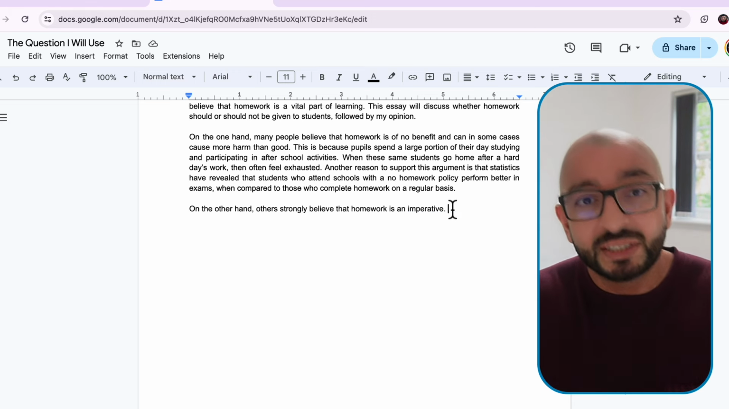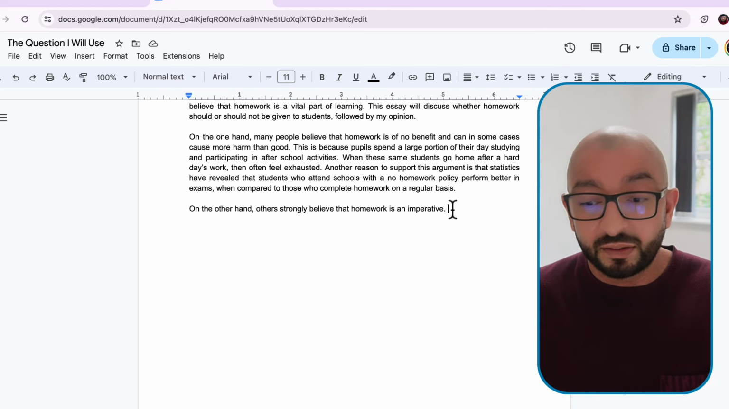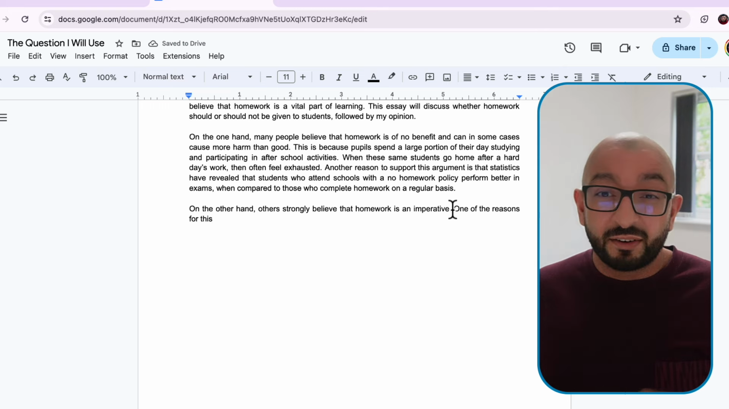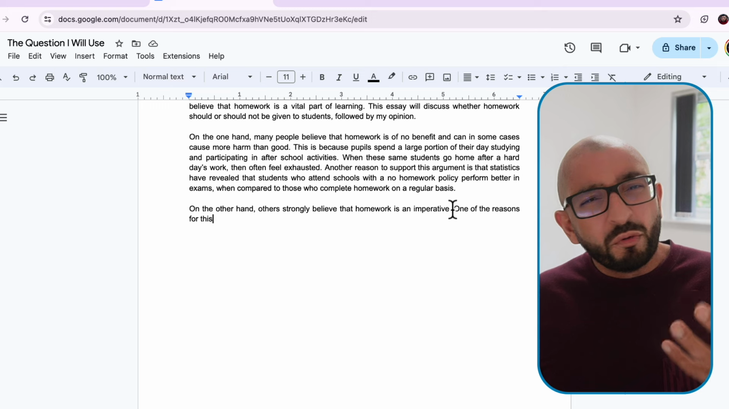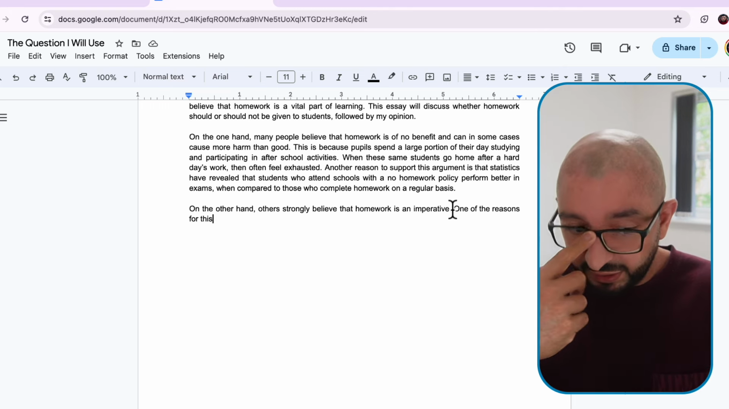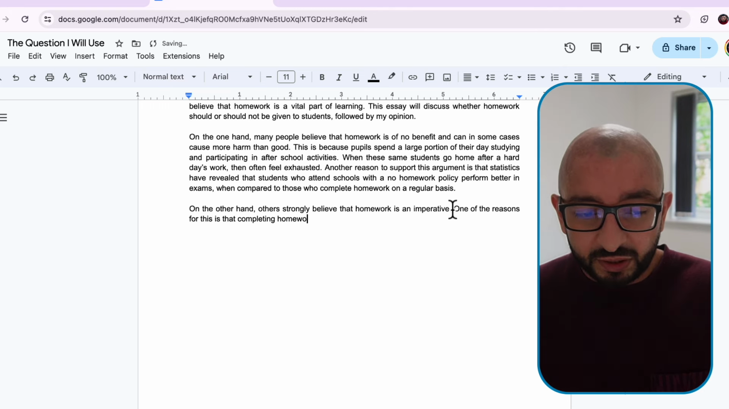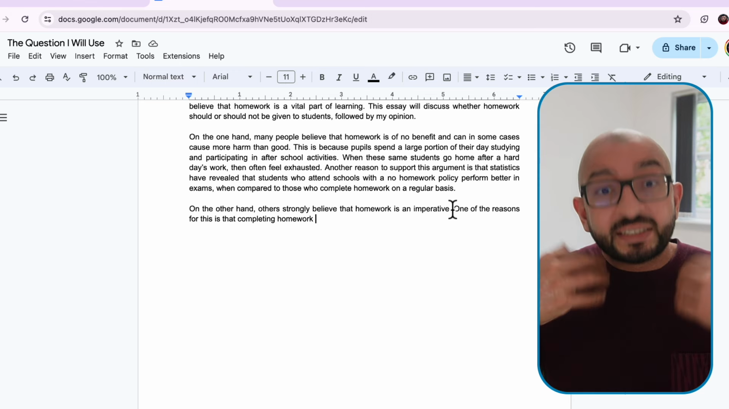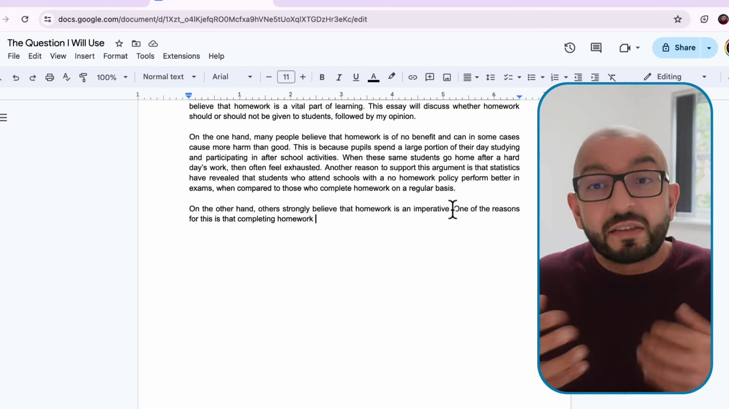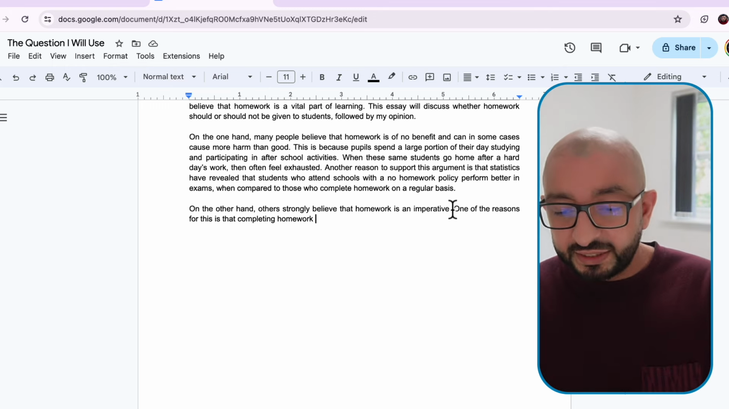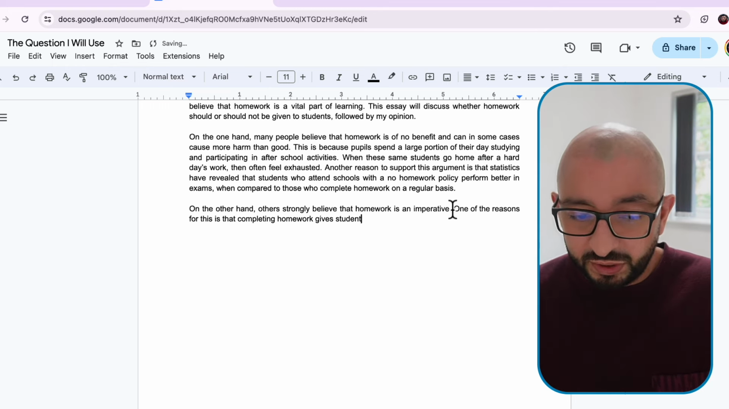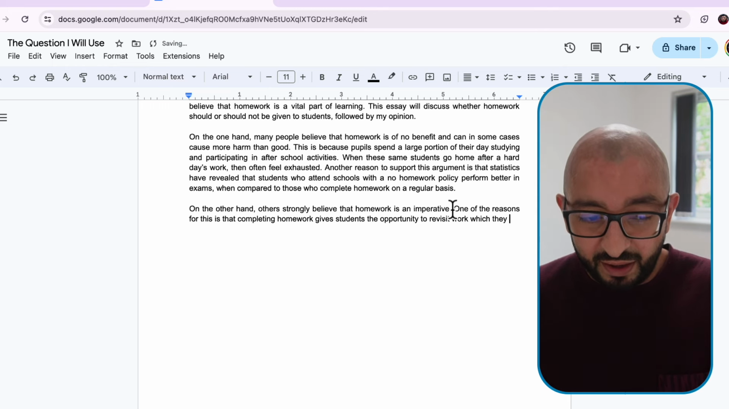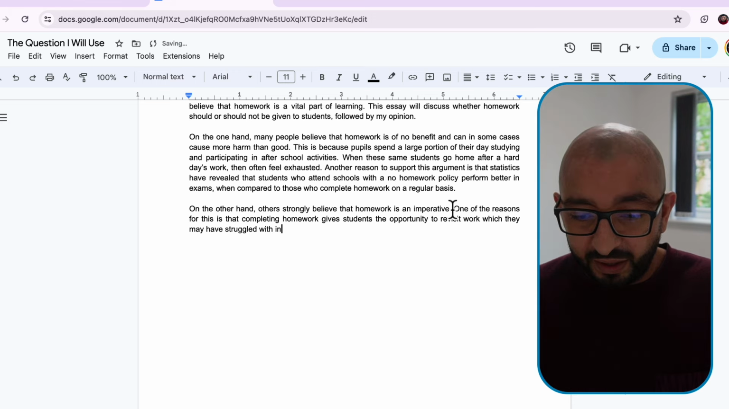So now let's go to our sequence words to introduce the rest of the points. So one of the reasons for this, so here I can write one of the reasons, and then the next point I can write another reason, a second reason. Moreover, these type of words I want to use. So one of the reasons for this is that completing homework, and I'm going to talk about how completing homework gives students the chance to revisit things that they learned in school. It allows them to just strengthen their knowledge. So let's talk about that. One of the reasons for this is that completing homework gives students the opportunity to revisit work which they may have struggled with in school.